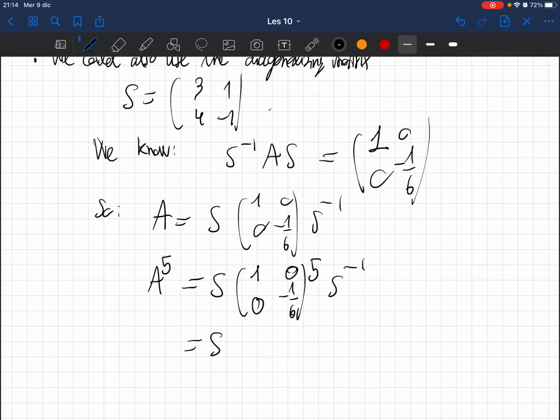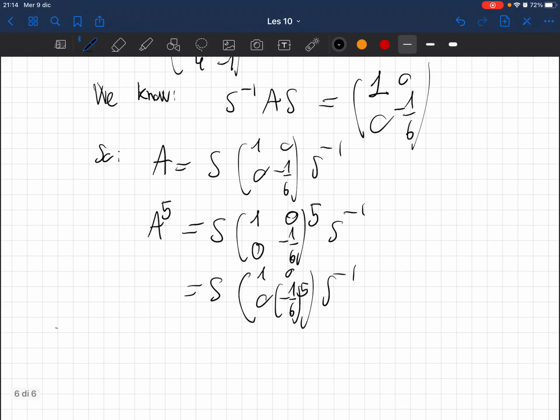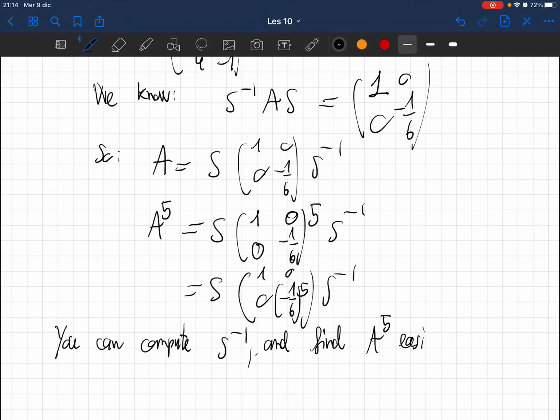But the 5th power of a diagonal matrix is very easy to compute. So once you know, you can compute the S minus 1 and find A to the 5th power easily. And then A to the 5th power applied to 1, 0. Okay, very good.